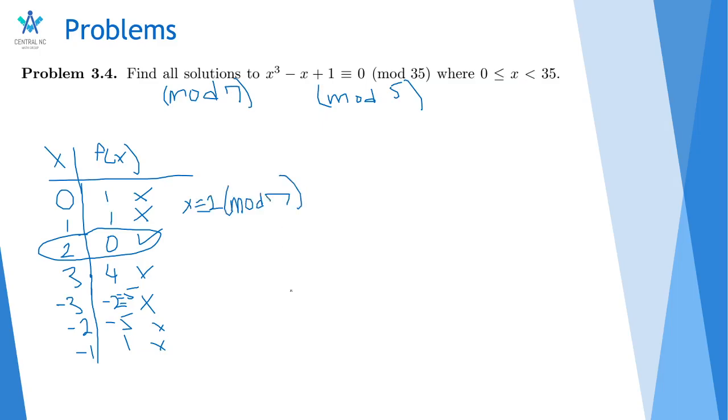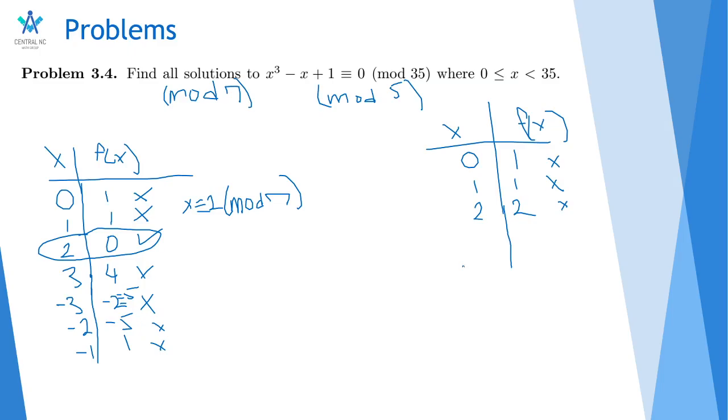Let's do the same thing for modulo 5. It shouldn't be too hard since it's only testing up to 4. Let's take 0. That'll give you 1. Doesn't work. Taking 1 will give you 1, which doesn't work. Taking 2 will give you 8 minus 2, 6, plus 1, 7, which is 2 mod 5. That does not work.